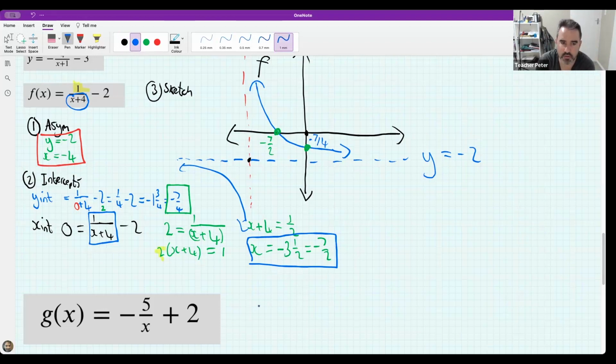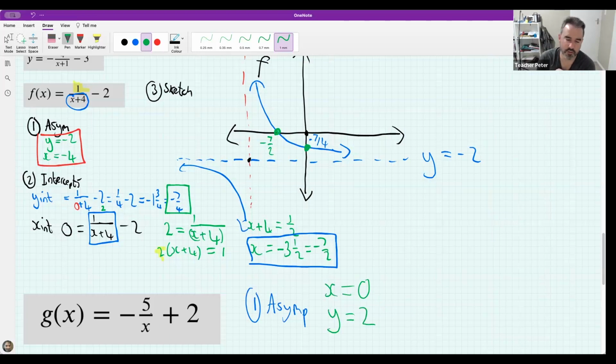Okay, so what is step 1? For this one over here, the asymptotes are quite easy. It's just x is 0 and y is 2.